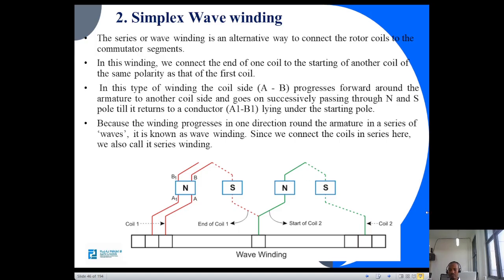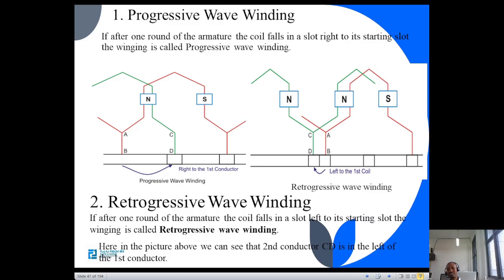Windings are connected in series. It's also called a series winding. Wave winding is also classified into progressive and retrogressive. If after one round of the armature the coil falls in a slot to the right, it is a straight slot, and the winding is called progressive. This is a progressive type.